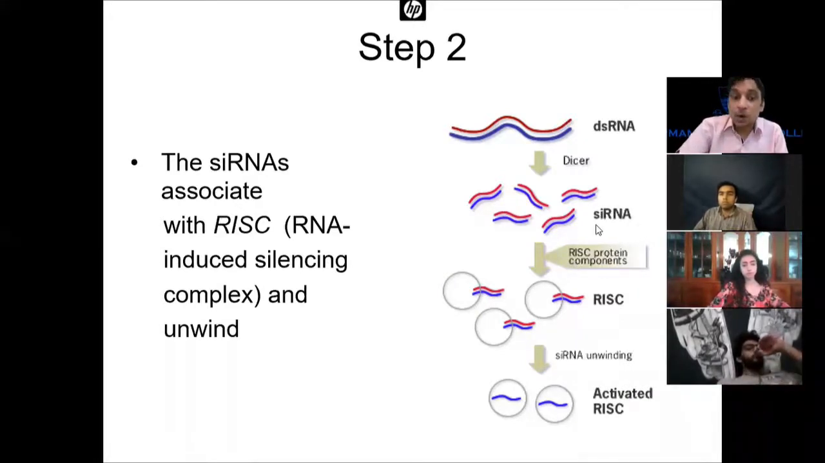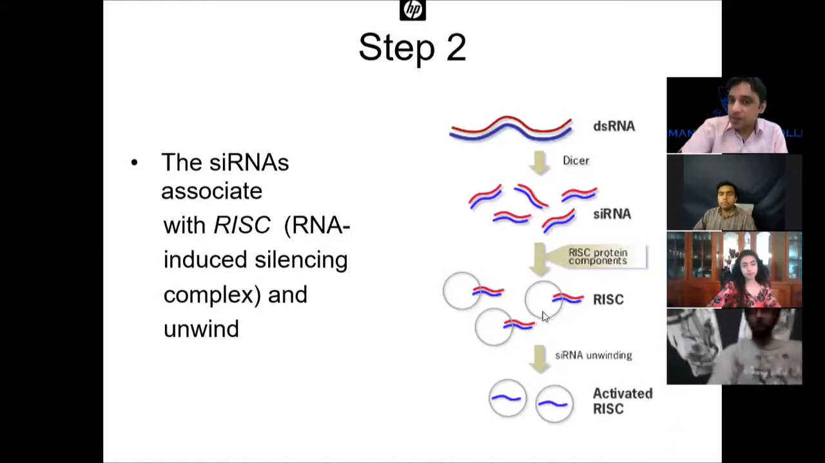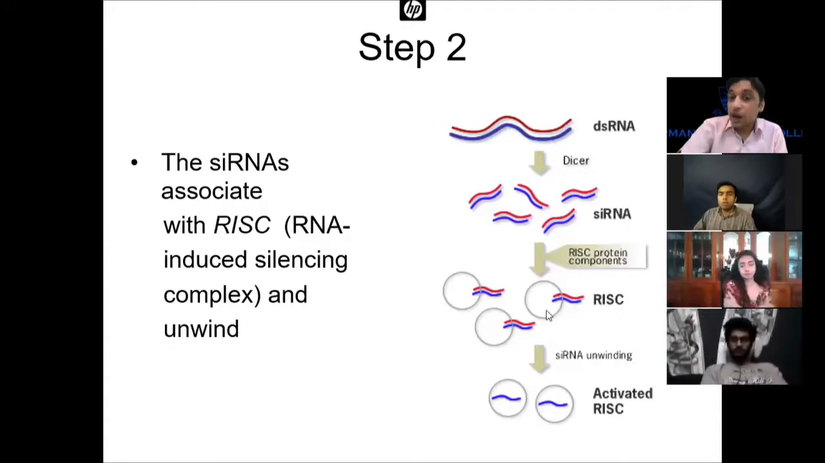The RNA induced silencing complex associates itself with that small interfering RNA like this, and then it unwinds the double-stranded RNA. It actually unwinds and destroys one of them, leaving one strand kept associated within the grooves of the RNA-induced silencing complex. So one out of the 2 strands survives in the RISC complex.